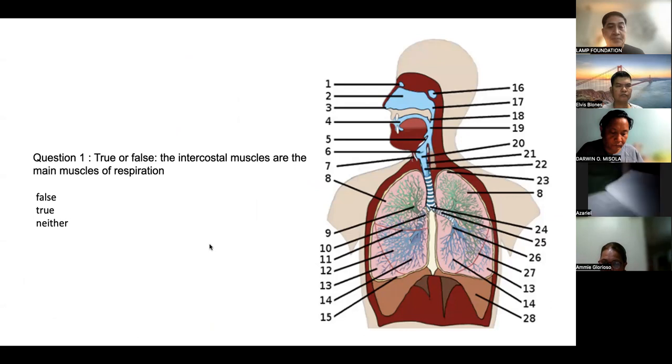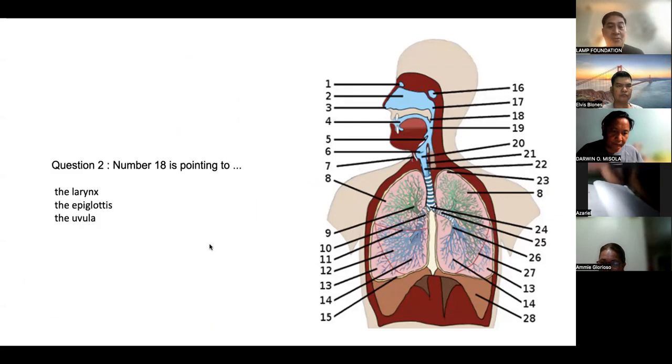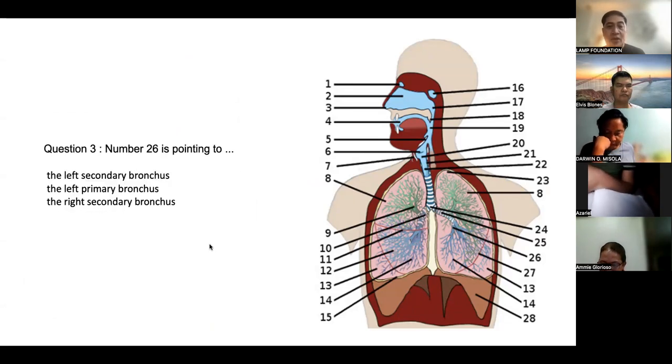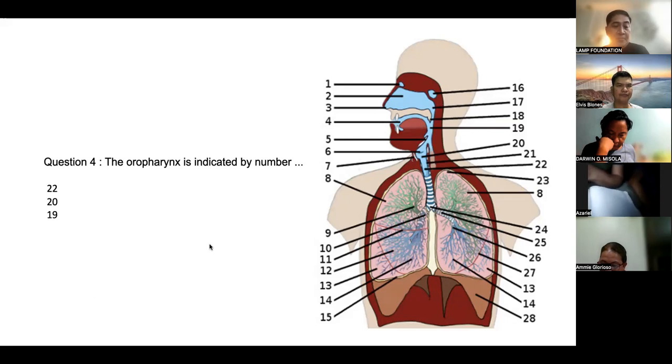False. So how do you make this true? The main muscle of respiration is the diaphragm. Number 18 is pointing to uvula. Number 26 is left secondary bronchus. The oropharynx is indicated by number 19.